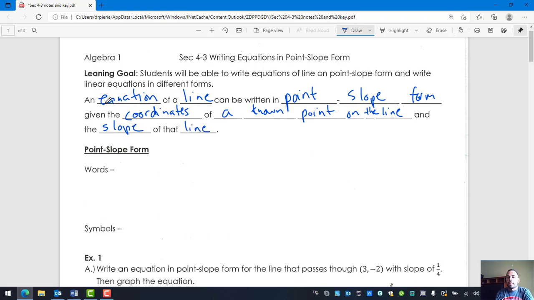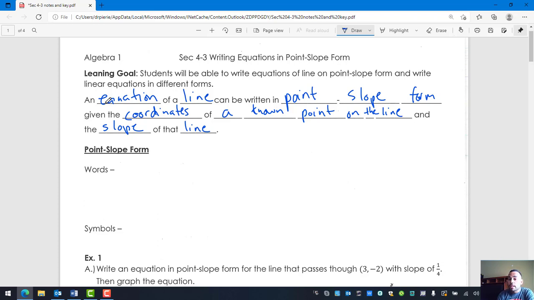Okay, so let's read what that says. An equation of a line can be written in point slope form given the coordinates of a known point on that line and the slope of that line. So if you have two ingredients, if you have a point and you have a slope, you can write an equation in point slope form.